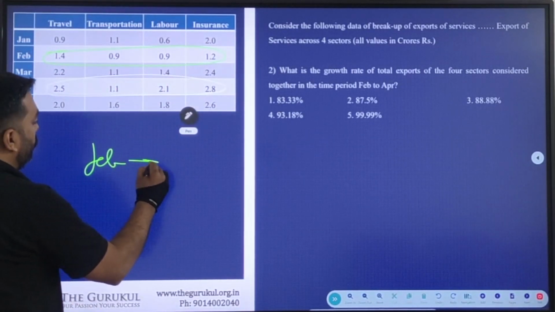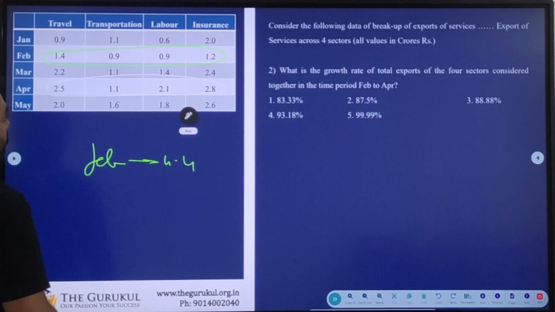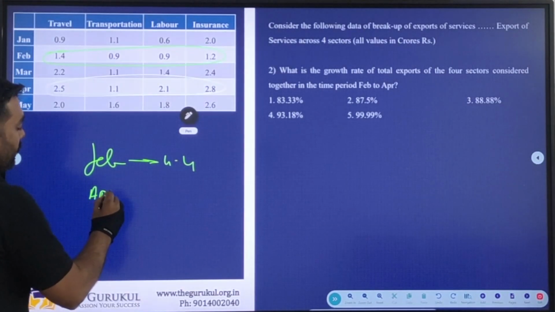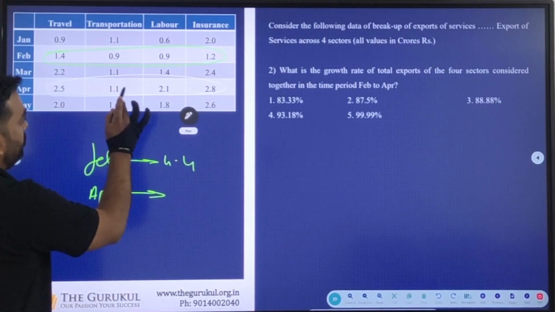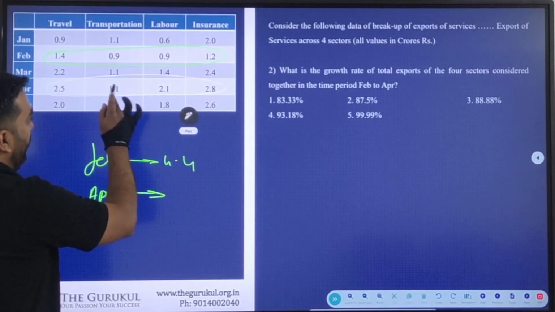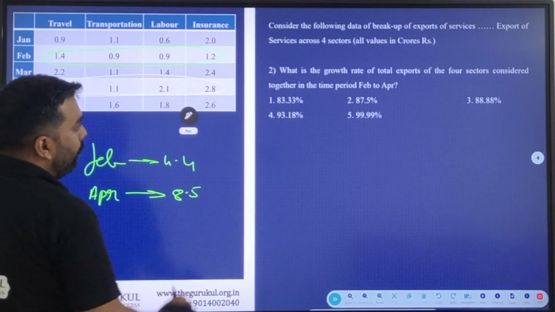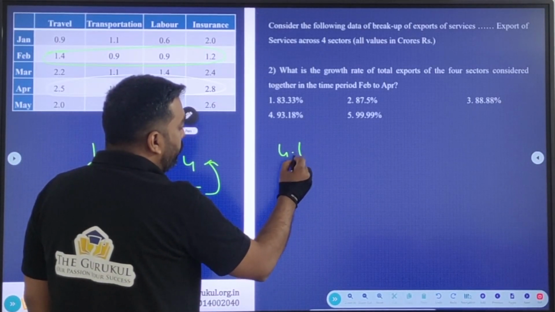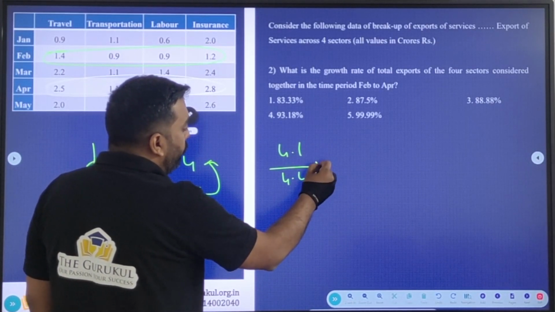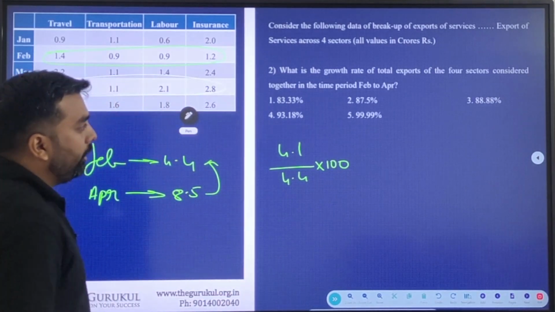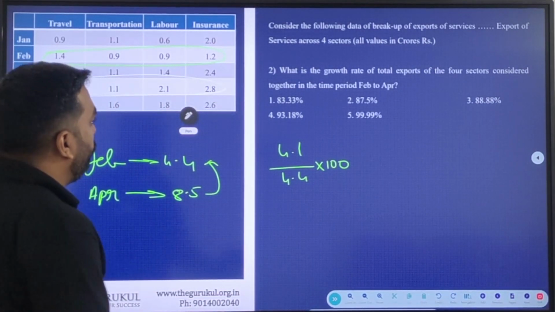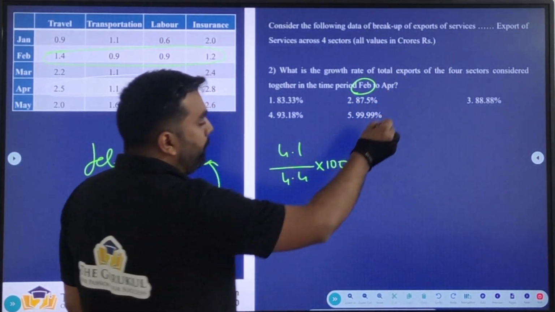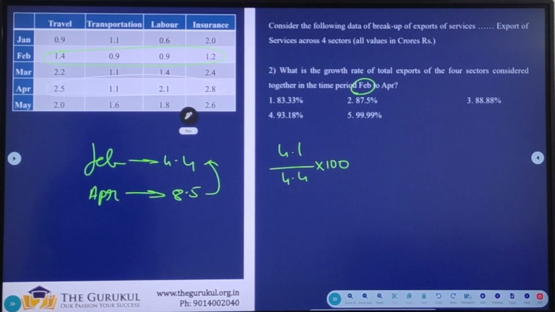Feb total value is 4.4. Next, April total value will be 2 plus 1, 3, 4, 5, 6, 7, 8.5. How much increase happened from here to here? There is an increase of 4.1 on 4.4 into 100. Why on 4.4? Feb to April. So we are starting with the Feb value.